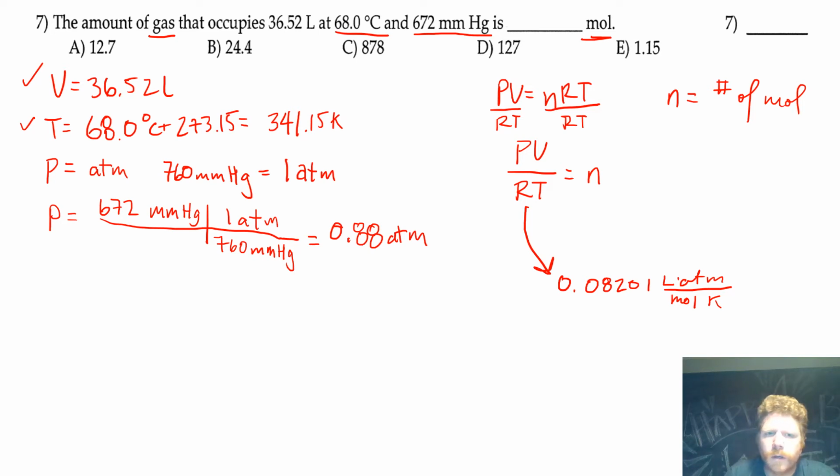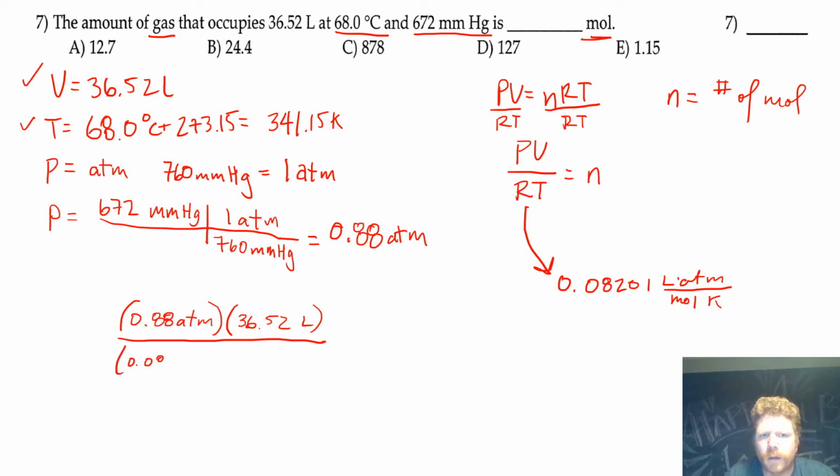Okay, so we can plug all that in, and the only units we're left with are moles. Now we take our numbers. Pressure, 0.88 ATM, multiplied by our volume, 36.52 liters, divided by our R value, 0.08201, multiplied by our temperature, 341.15 Kelvin. Now when we plug all of that in, I'm going to plug this into my calculator.